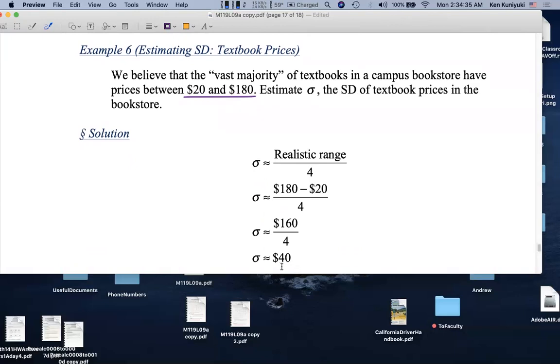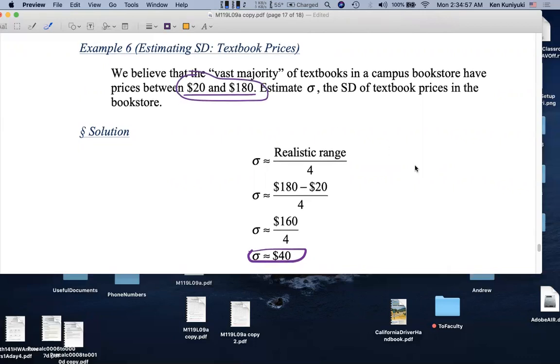Don't forget the unit, dollars. So based on this observation, we're estimating that the standard deviation is about $40. Now, it may not be precise. Maybe it's $30, maybe it's $50, but I doubt that it's $4 or $400, assuming that your observation is reasonable up here. Roughly, we're talking about this ballpark. Just to get an idea of what the standard deviation is, broadly speaking.